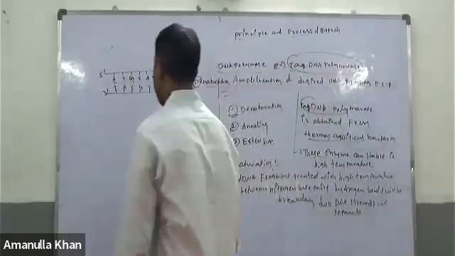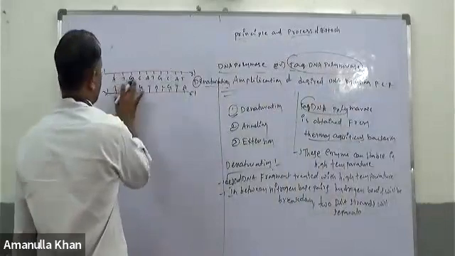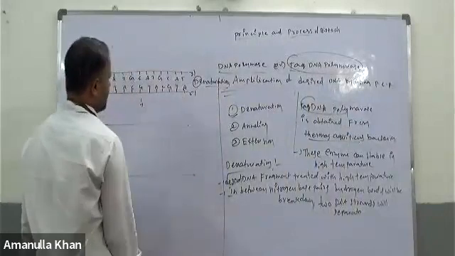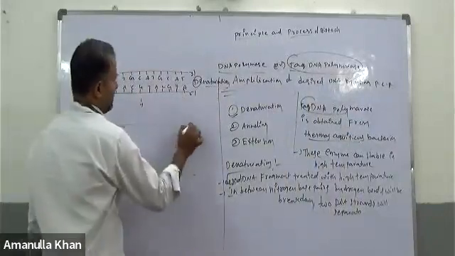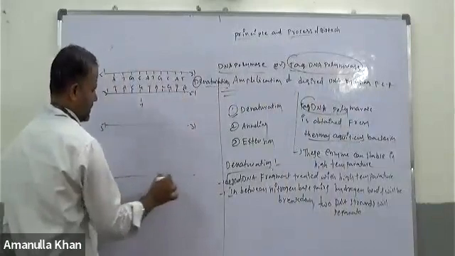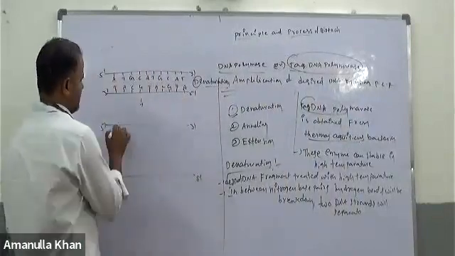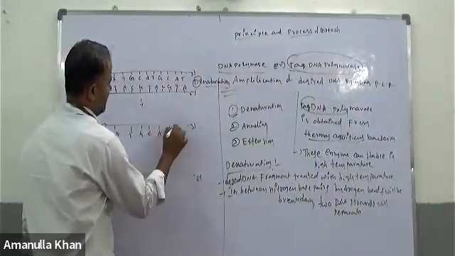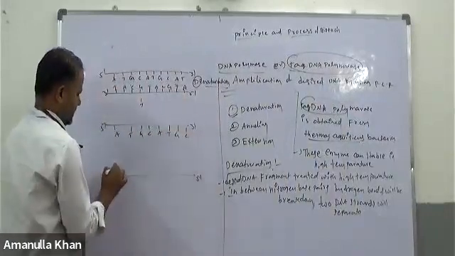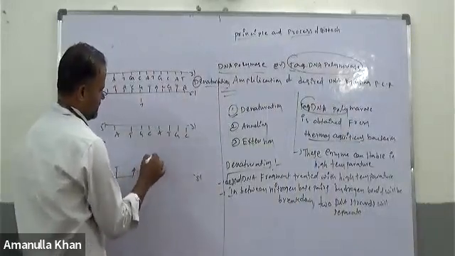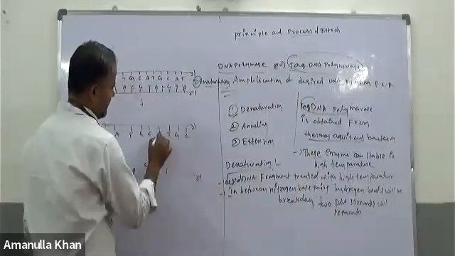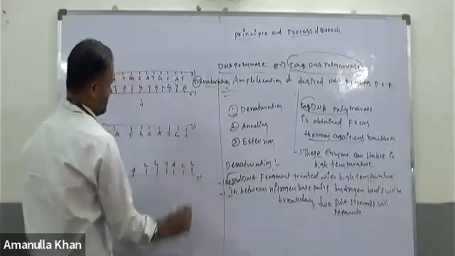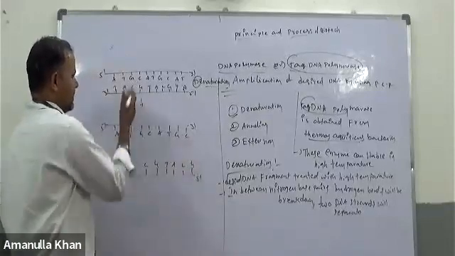So these two DNA strands are now separate, 5' to 3' and then 3' to 5'. Like A, T, G, C: A is complementary to T, T complementary to A, G complementary to C, C complementary to G. So the hydrogen bonds break down in the first step.